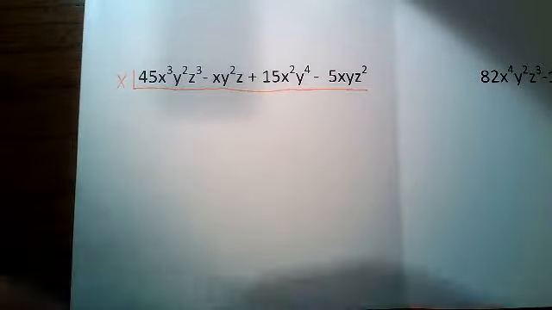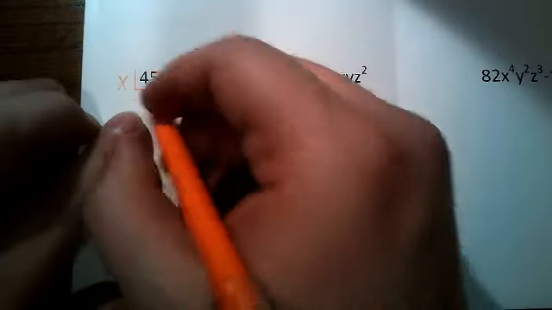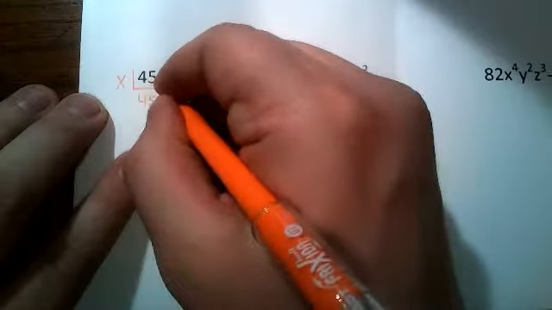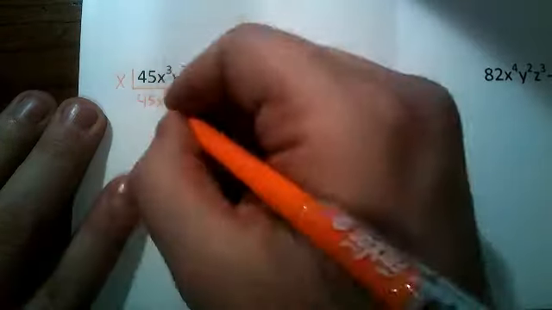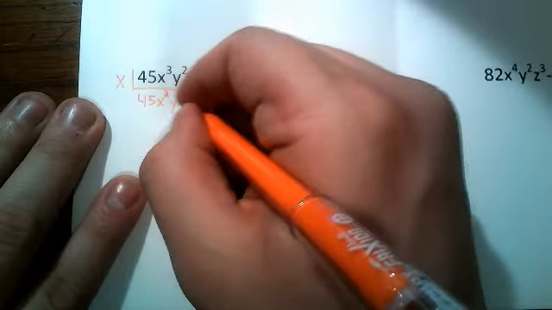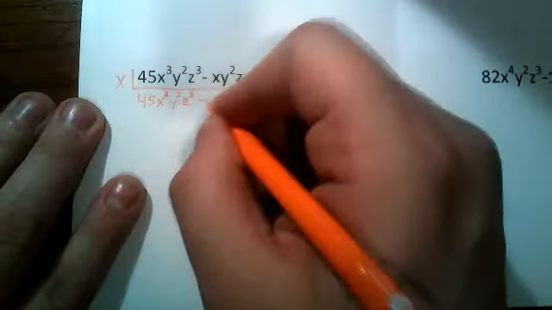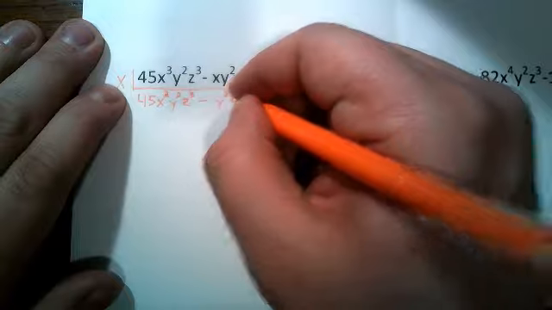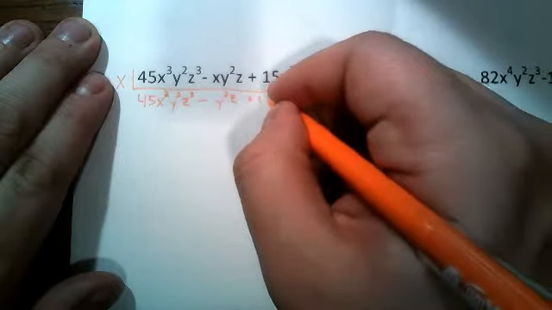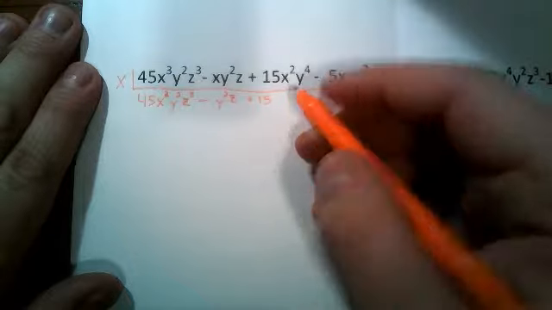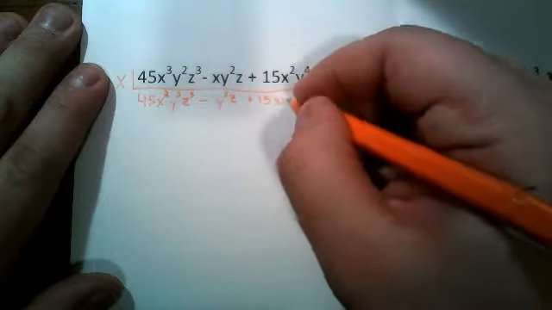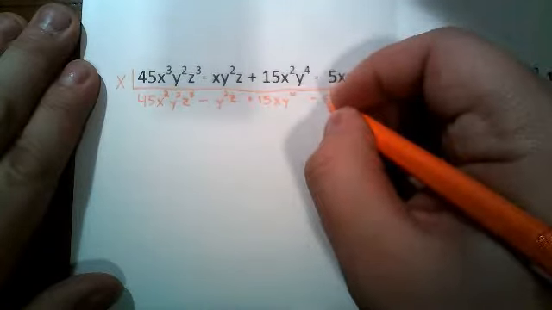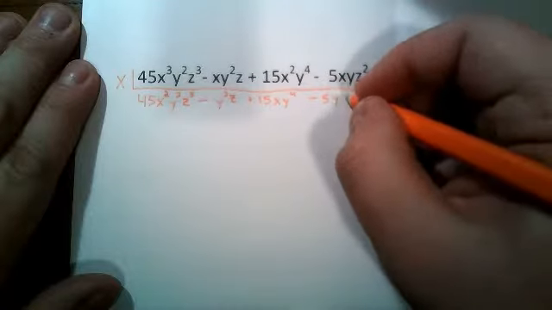And what is the result when I do that? So if I take an x away from this term, I still have 45. I don't have x cubed anymore. Now I have x squared because I took an x away. And I still have y squared z cubed, minus, I took an x away, so this is just y squared z, plus 15. Take an x away, and this becomes x to the first, y to the fourth. And then lastly, take an x away, we've got 5y z squared.